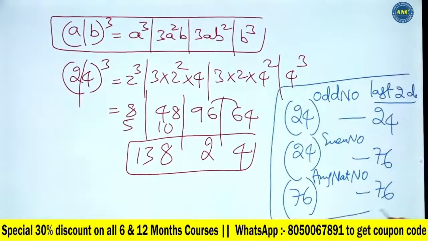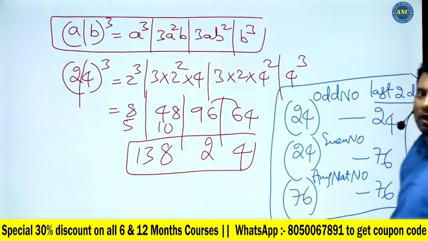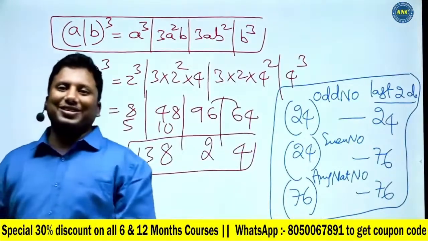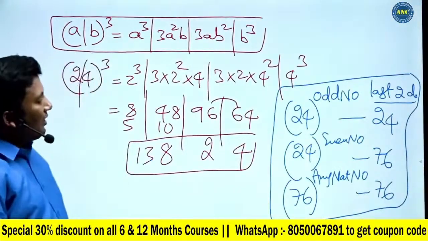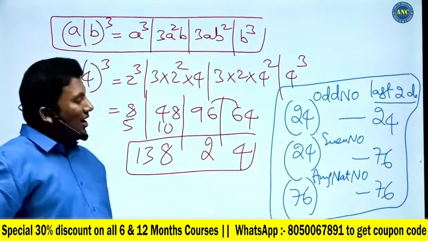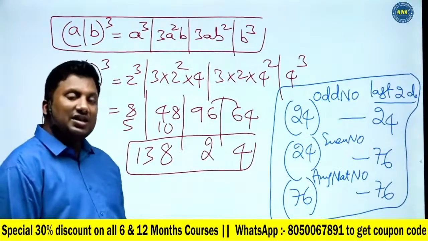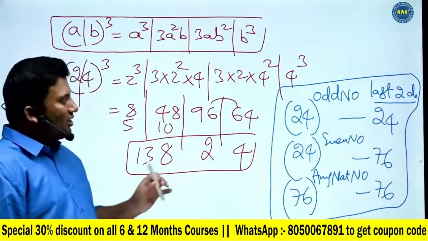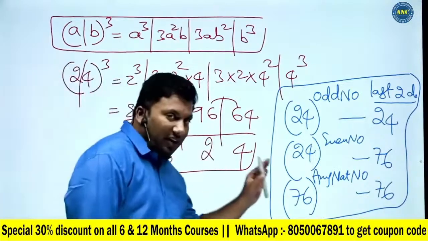Write down these beautiful shortcuts in your notebook. 24 power odd number, last 2 digits are 24. 24 power even number, last 2 digits are 76. 76 power any natural number, last 2 digits will be 76. Very, very important concept.